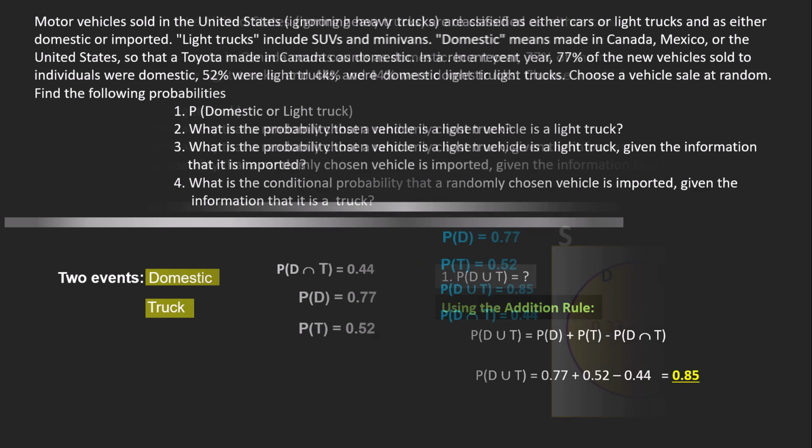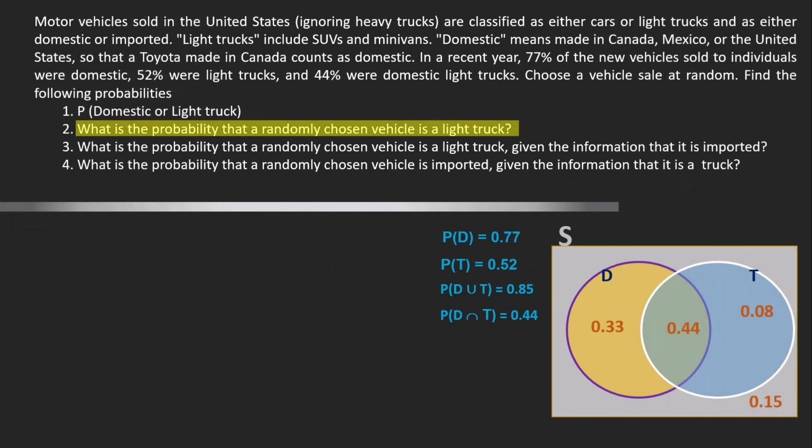Now go to the second one. What is the probability that a randomly chosen vehicle is a light truck? Yes, this is the Venn diagram I used in a previous video, so let me use the same Venn diagram for this problem. They are asking the probability of truck, so we need to consider the circle T. What is the probability in the circle T? 0.44 plus 0.08, that is 0.52. That is the probability of light truck.